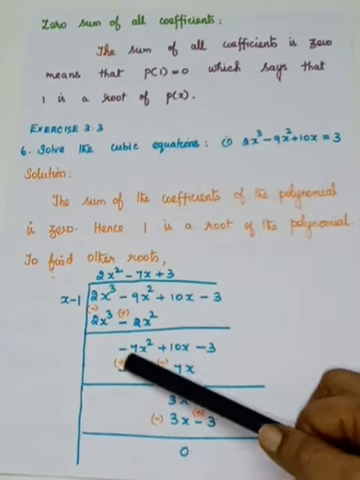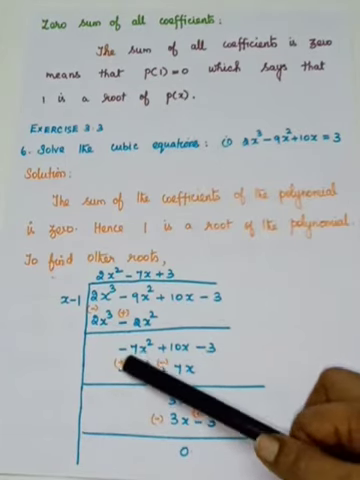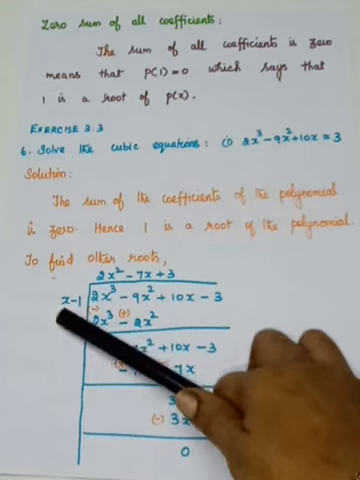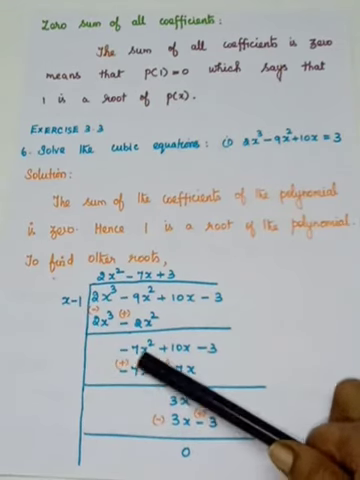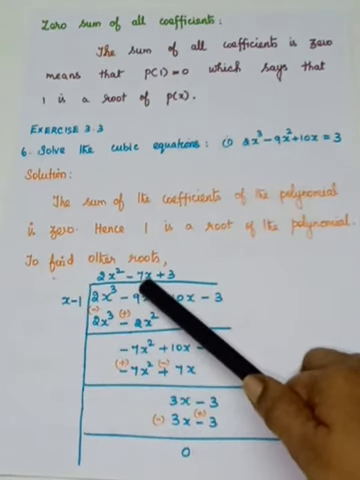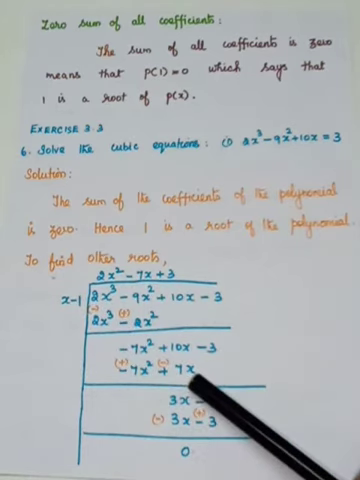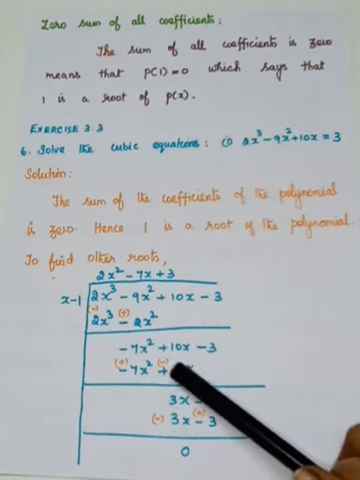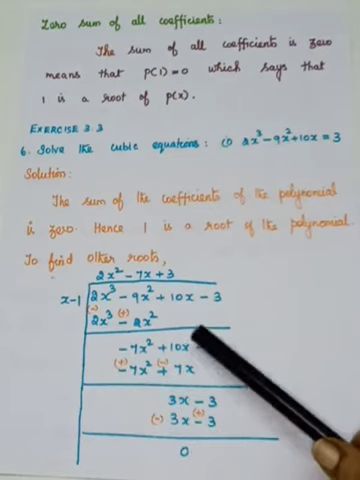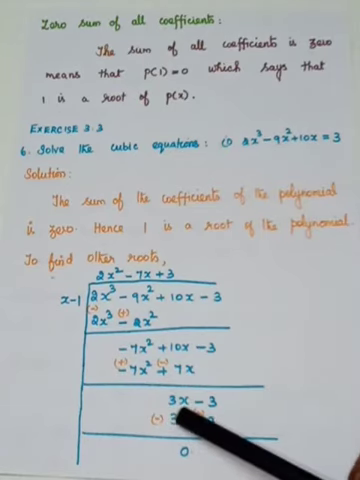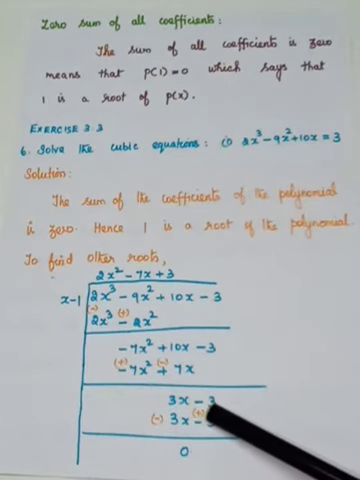So what coefficient do you have to write here? Here you are having 7x squared, so I have written minus 7x. Minus 7x into x is minus 7x squared. Minus 7x into minus 1 is plus 7x, and you have to change the sign. So these two get cancelled. 10x minus 7x is 3x. And drop this constant minus 3.